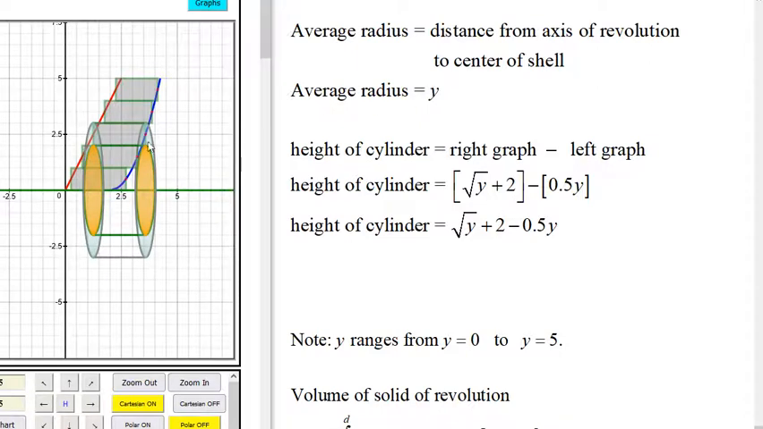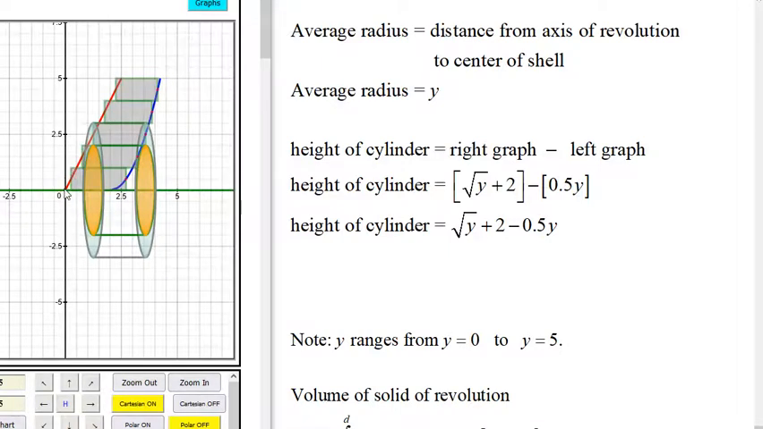The height of the cylinder, it'd be this graph minus this graph. So it'd be the graph of the square root of y plus 2. This is the graph x equal to the square root of y plus 2. And this is the graph x equal to 0.5y. So it'd be the square root of y plus 2 minus 0.5y.